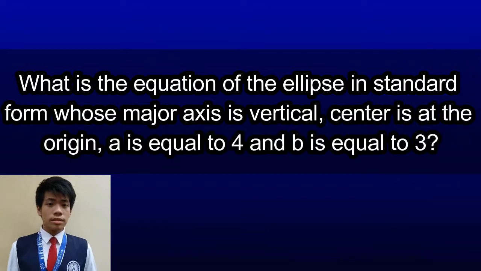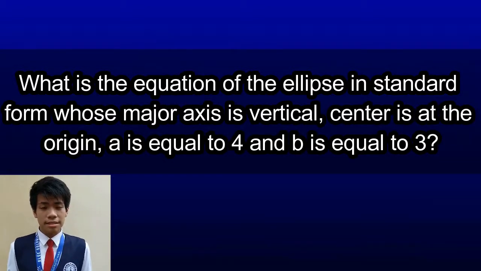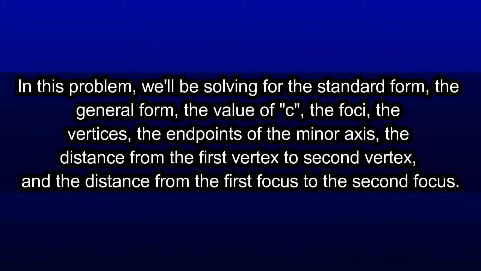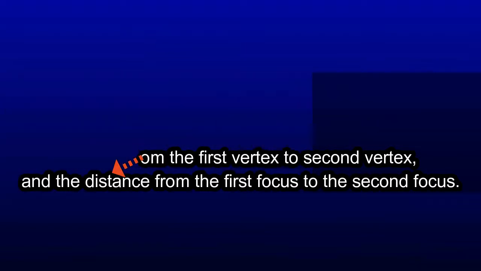For the first problem: What is the equation of the ellipse in standard form, whose major axis is vertical, center is at the origin, A is equal to 4, and B is equal to 3? In this problem, we'll be solving for the standard form, the general form, the value of C, the foci, the vertices, the endpoints of the minor axis, the distance from the first vertex to the second vertex, and the distance from the first focus to the second focus.